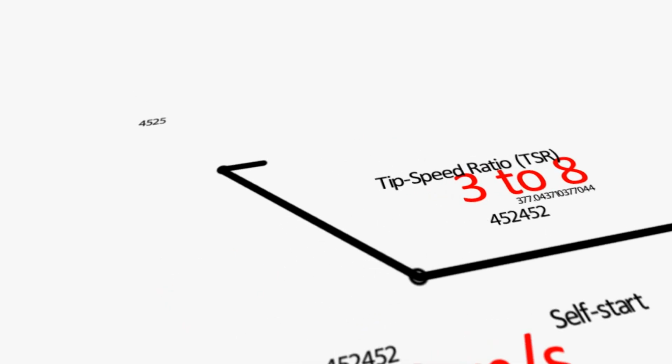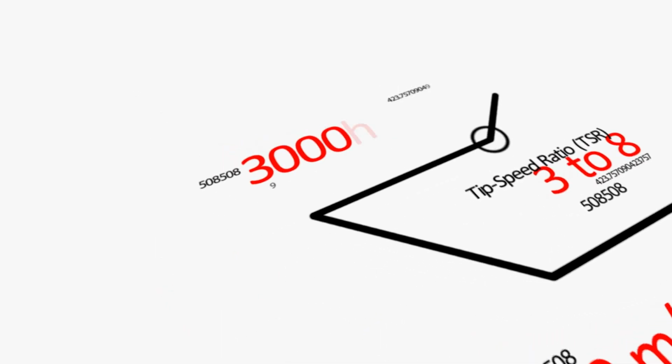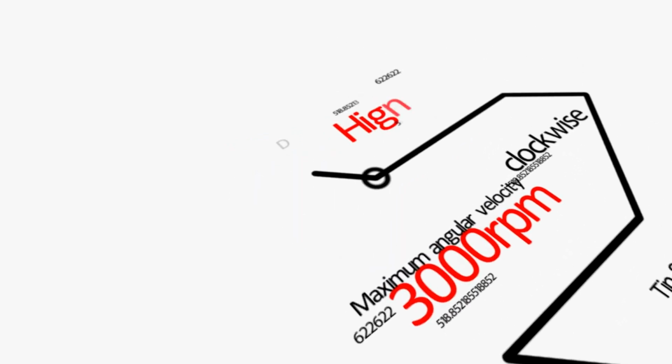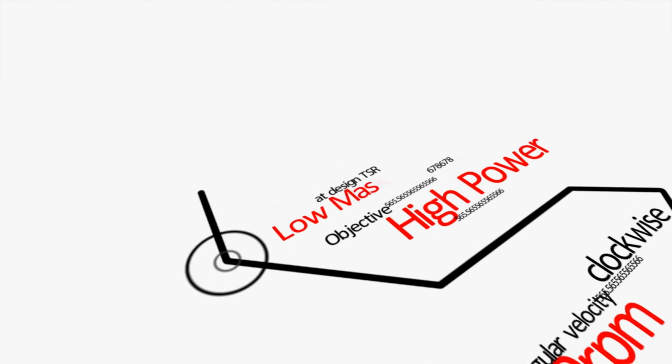The tip speed ratio must be in the range of 3 to 8 and the maximum angular velocity should not exceed 3000 rpm while rotating in the clockwise direction. Our objective is to achieve maximum power at our design TSR and minimize the mass.